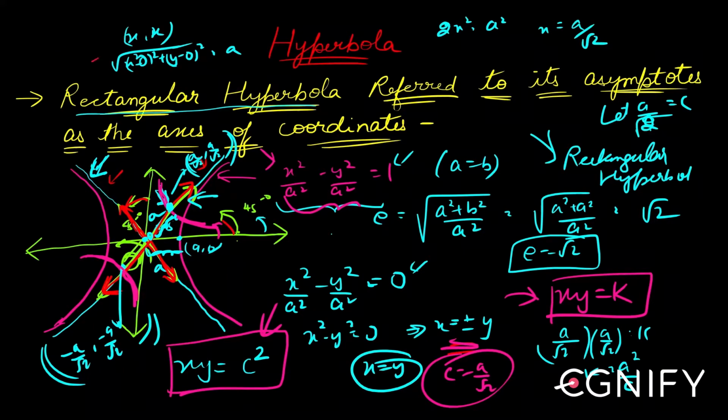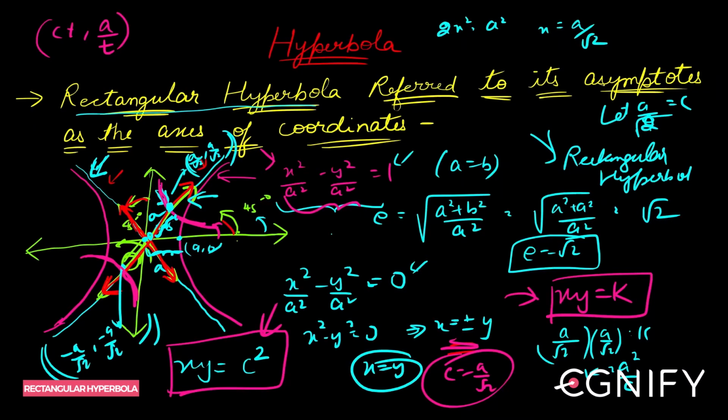Every point on this hyperbola can be written in the parametric form. It can be written as at comma a by t. And why is that? In fact, not at comma a by t, it is ct comma c by t, because the equation is xy is equal to c square.